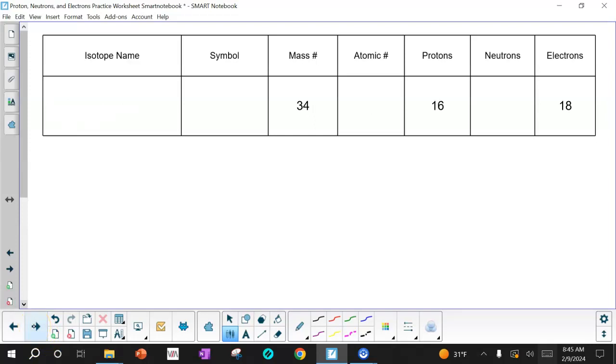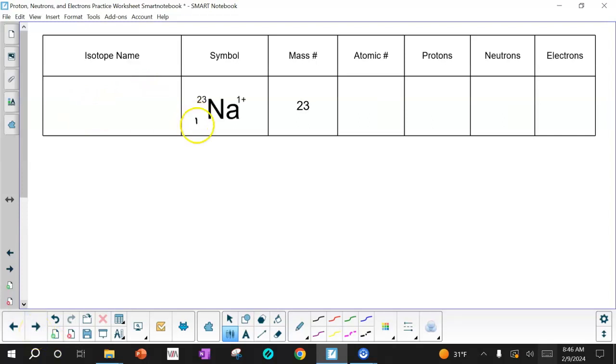Okay, let's see. Atomic number is 16. What number plus 16 is 34? Should be 18. And so I look at my periodic table. That's sulfur, so symbol is S. 34, 16. And notice I have 2 more electrons than protons, 2 negative. Sulfur-34.